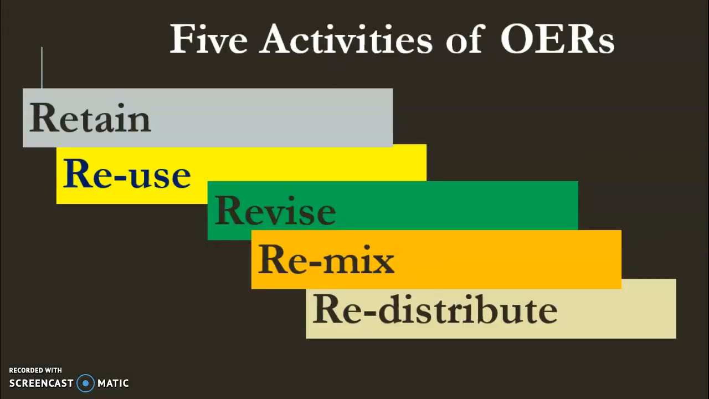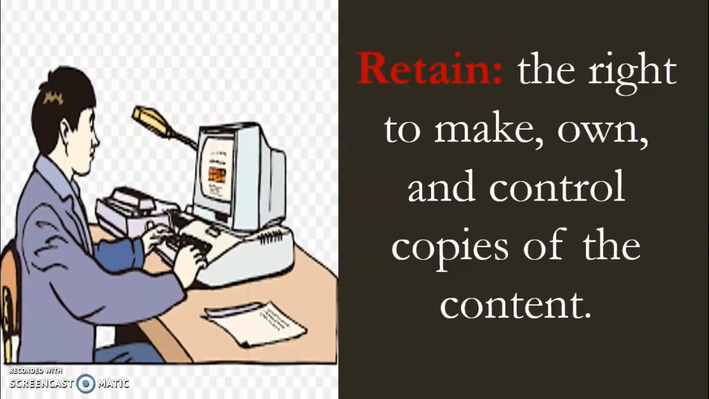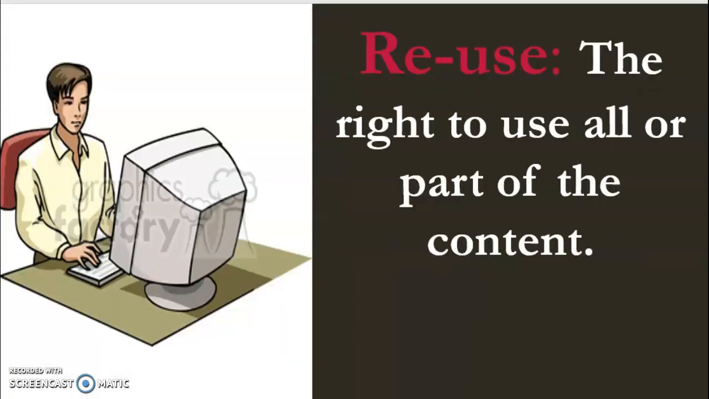There are 5 activities of OERs. They are retain, reuse, revise, remix, and redistribute. Retain. This gives the right to make, own, and control copies of the content. Reuse. This is the right to use all or part of the content.